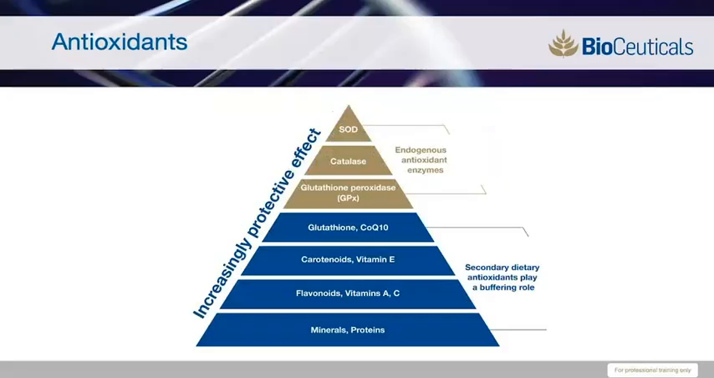You've seen this slide before. We're looking at the increasing protective effect of antioxidants, and what you can see at the top of this pyramid are those antioxidant enzymes. These are your primary endogenous antioxidants. They are very, very important for balancing oxidative stress.